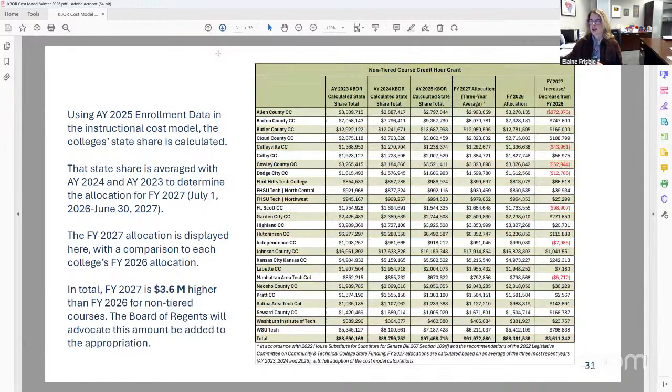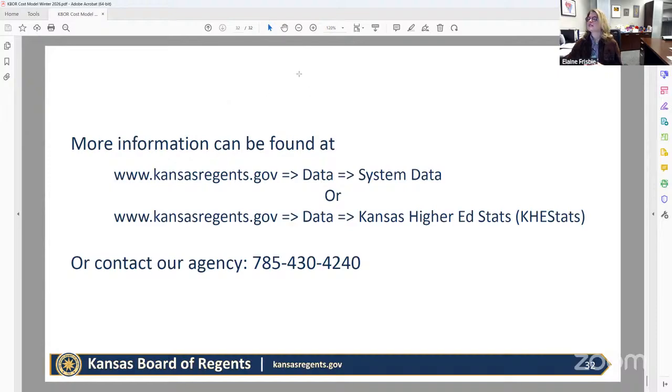So that was a lot of me talking. I'm going to stop sharing, if I can find it, and see if there are questions. And I do also want to emphasize for the colleges, the production of the KED system is open and in production. And so the colleges can go in, sign into our system and see what their very detailed numbers are, how those calculations were done.